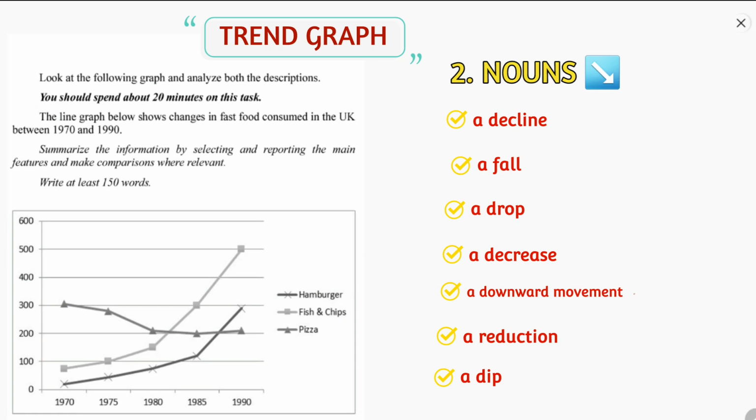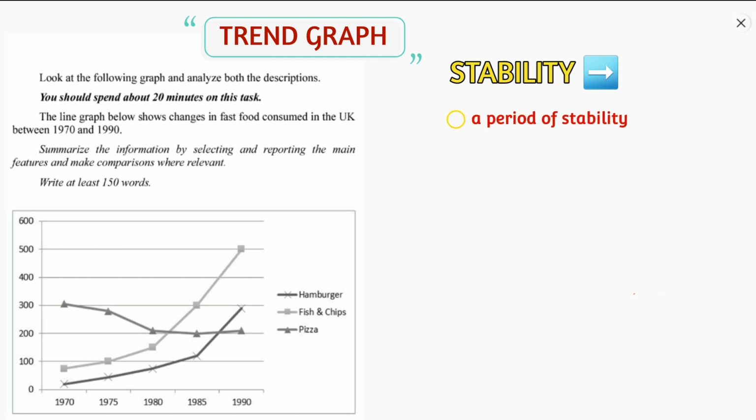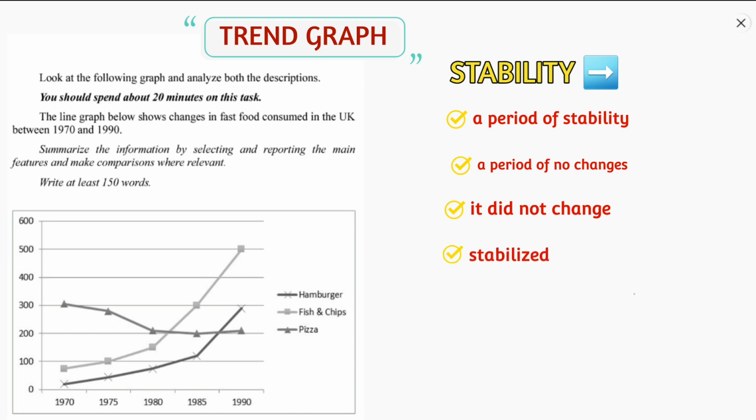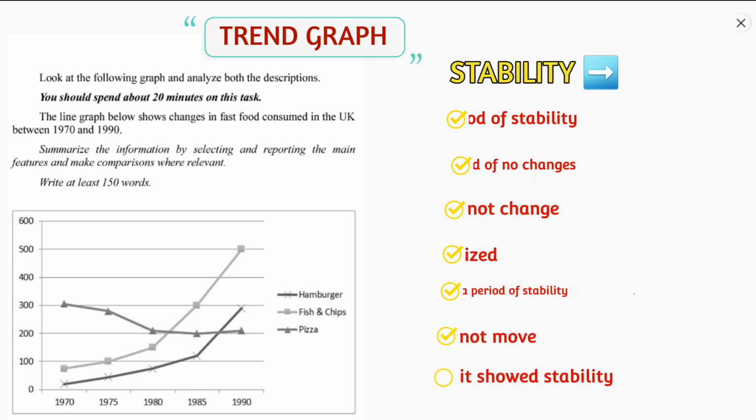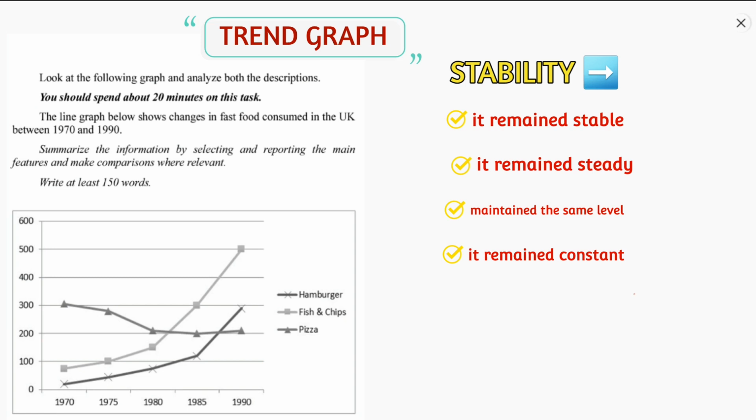Now we'll see the nouns, verbs, and phrases that you can use to describe a period of stability, right? Number one, a period of stability. A period of no changes. It did not change. Stabilized. Reached a period of stability. It did not move. It showed stability. It remained stable. It remained steady. Maintained the same level. It remained constant.